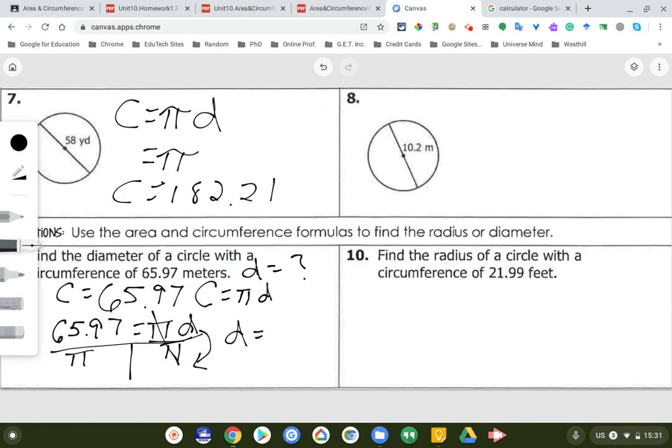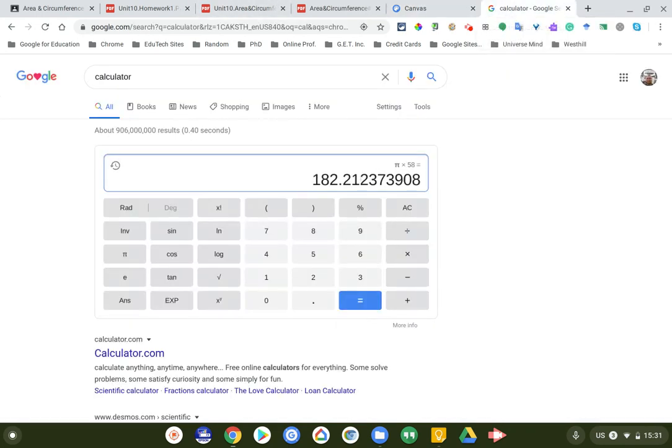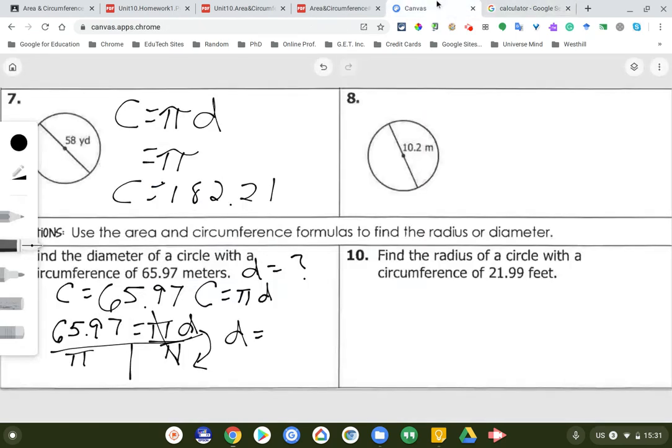D equals 65.97 divided by pi. And that's going to equal 20. We're going to round this up to 21. Okay. So D equals 21. And that's our answer for number nine.